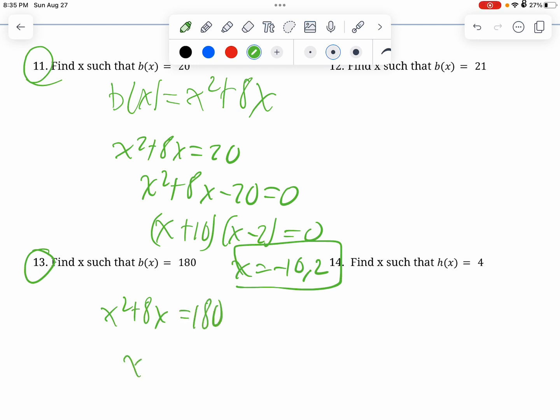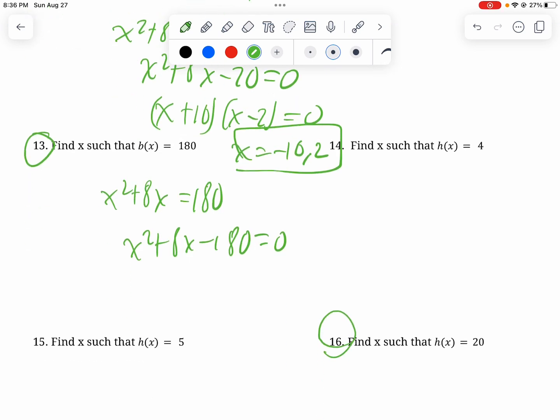Subtract it over. Again, we're not using our calculator, but you got to be able to think about this. You can figure it out. What multiplies to negative 180 and adds to 8? Negative 10, positive 18. That works. We get the solutions of 10 and negative 18.